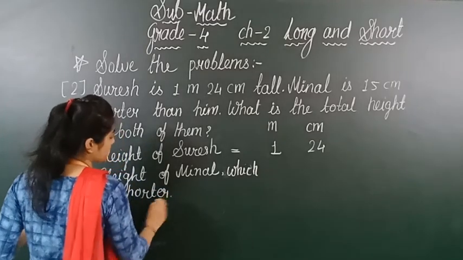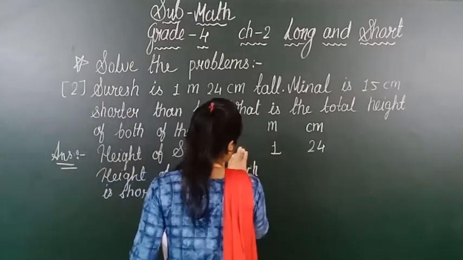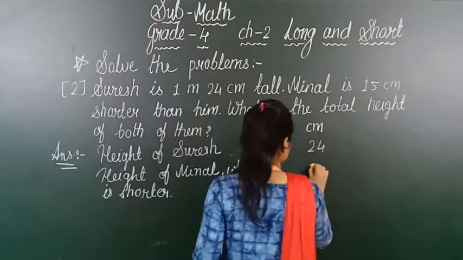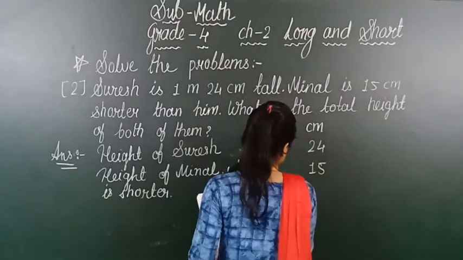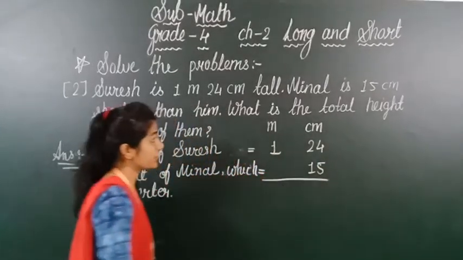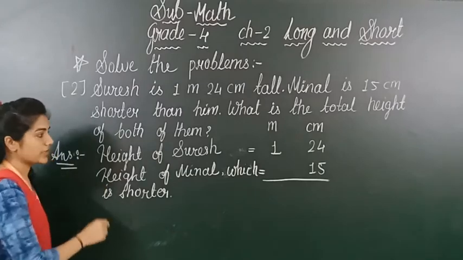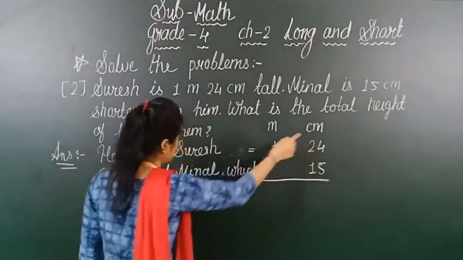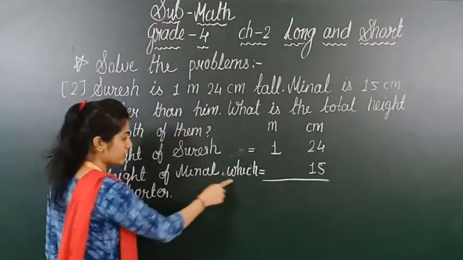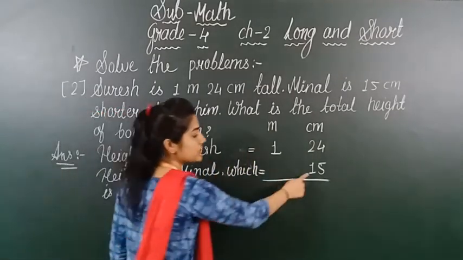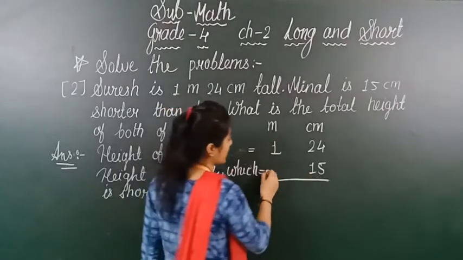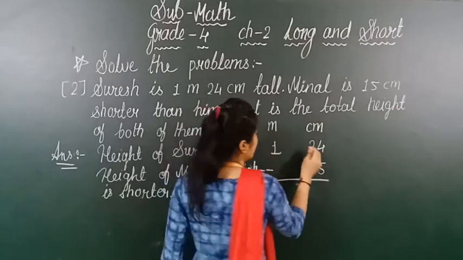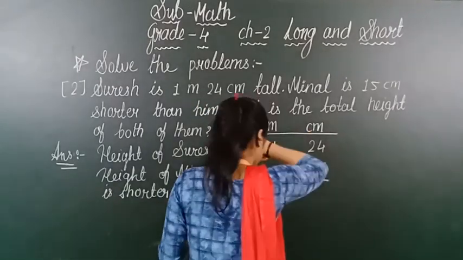We have to mention here "shorter" because we don't have the exact height of Meenal. So from this we are cutting this 15 centimeter. Why? Because we have to find the height of Meenal. The height of Suresh is 1 meter and 24 centimeter, and Meenal is shorter by 15 centimeter. So first we are cutting this 15 centimeter from 1 meter and 24 centimeter.